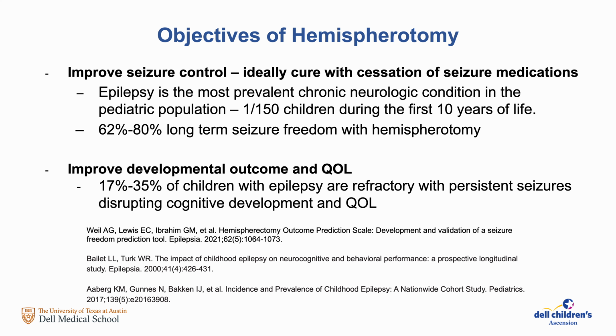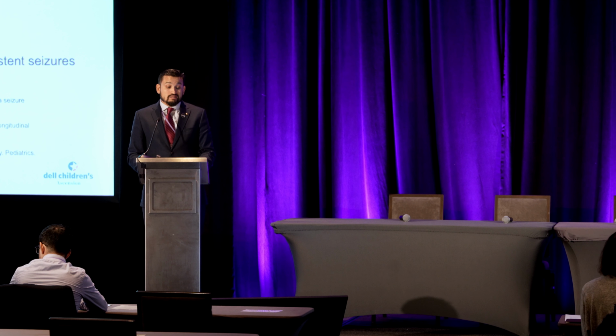The objective of a hemispherectomy is something that's not a surprise to any of us here in this audience, and that is to improve seizure control. And ideally, it's cure of seizures with cessation of all medications. Epilepsy is the most prevalent chronic neurological condition in children, affecting 1 in 150 children in the first 10 years of life. With a hemispherectomy, we can get 62 to 80% long-term seizure freedom. So, it's a very effective operation for the right patients.